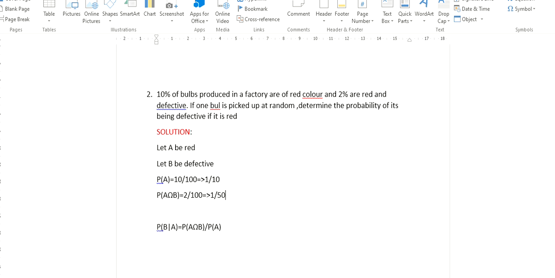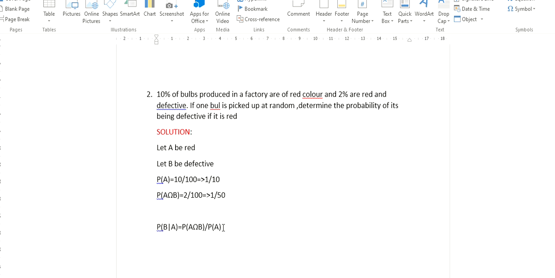Okay, kept it. So now they are asking, determine the probability of being defective if it is red. If it is red, what is the probability of being defective? So this is the formula: A has already happened, B knows what is happening with A, because A is the red color bulb and B is the defective. So this is the formula for finding the probability: probability of A intersection B divided by probability of A.